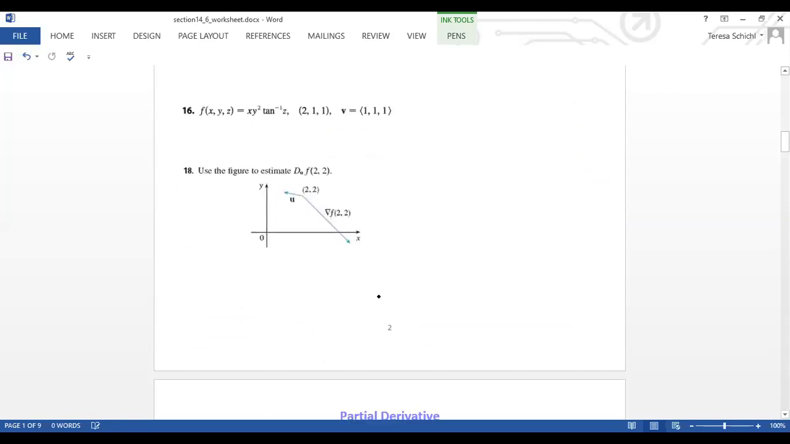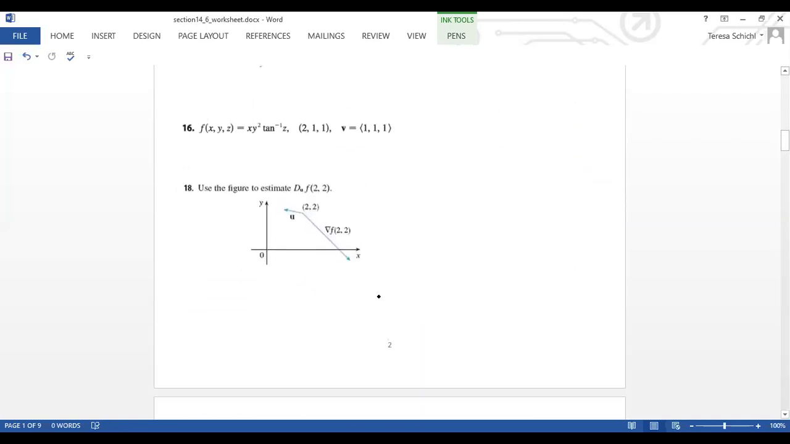Okay, so now the next question I like to do is number 18. I think this is a pretty good question here. They want to see the directional derivative of f at (2, 2). So let's try to write it down here. Based on our definition, it will be the gradient vector of f at (2, 2) dot product with my u vector here. Okay, so what is the gradient vector?